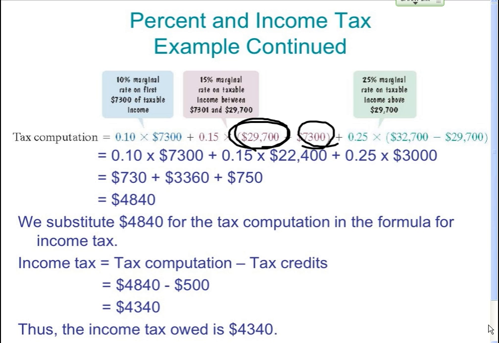Okay, so this is the upper limit of that 15% tax rate. The 29,700 is the upper limit. So we're going to take off the 7,300 that we already paid taxes on, and that's the amount that we're going to pay 15% on.